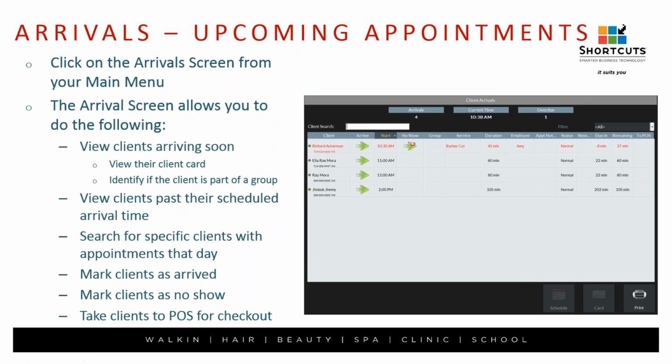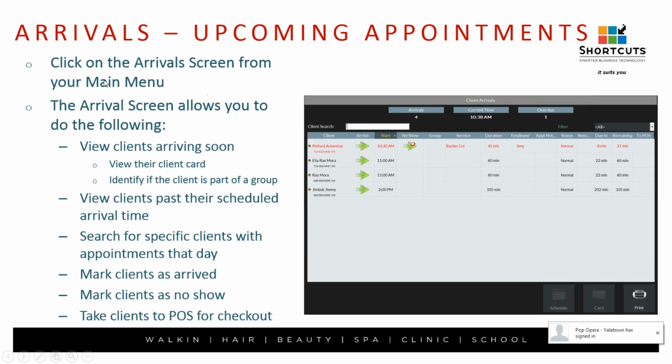Okay, now I want to talk a little bit about the arrival screen. The arrival screen is a feature that we brought out in Fusion, our 8.0 version. So if you're not on 8.0 yet, to use this feature you will need to upgrade. The arrival screen is a new little icon in your main menu. It kind of looks like a little door with an arrow on it.